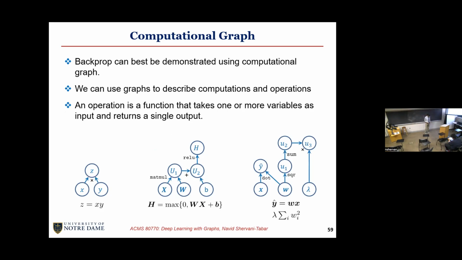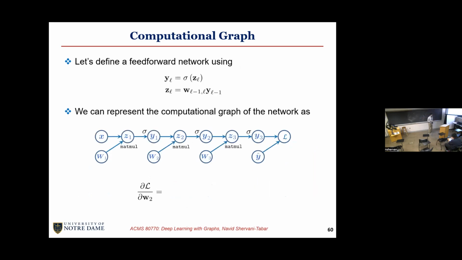So we said that we have this computational graph, and now we want to use this idea in order to demonstrate backpropagation, how it works. So let's assume that we have a feed-forward neural network with fully connected layers. That means that we have multiple layers in which we have a linear transformation. I'm not even thinking of bias here.